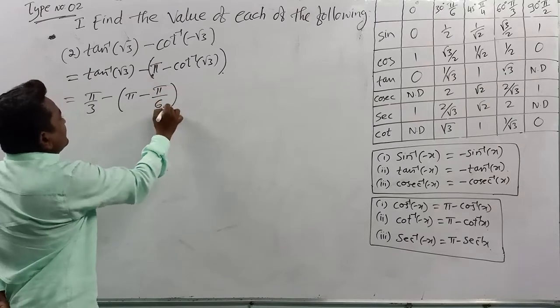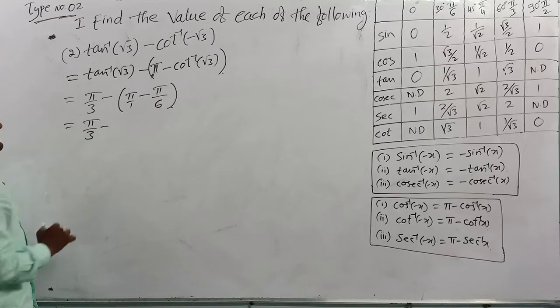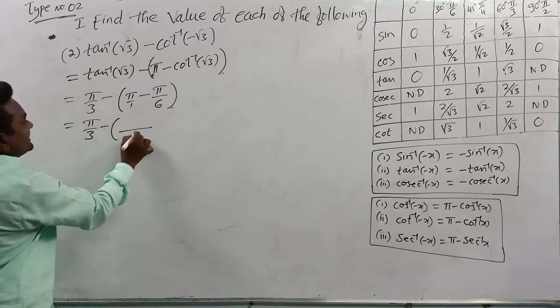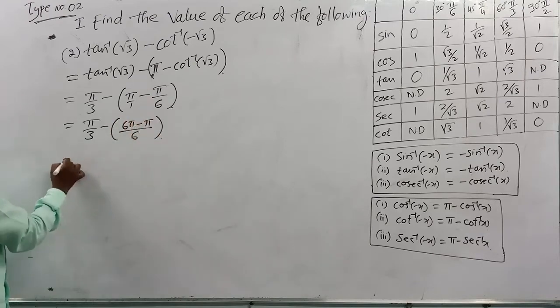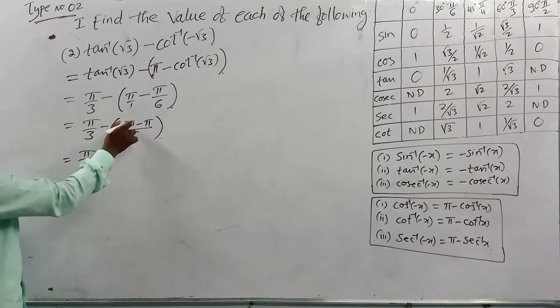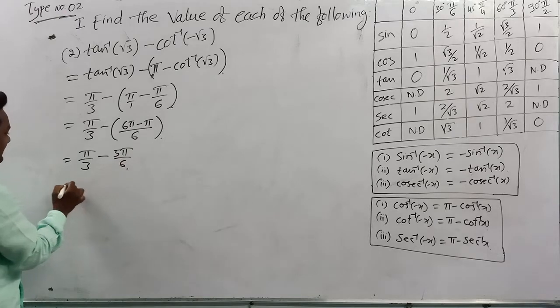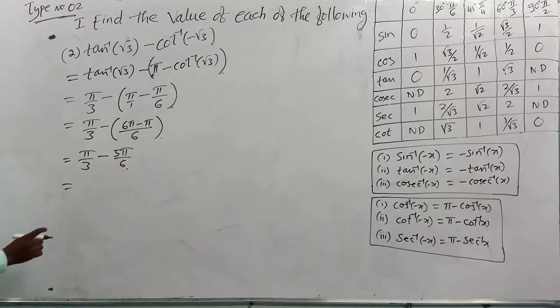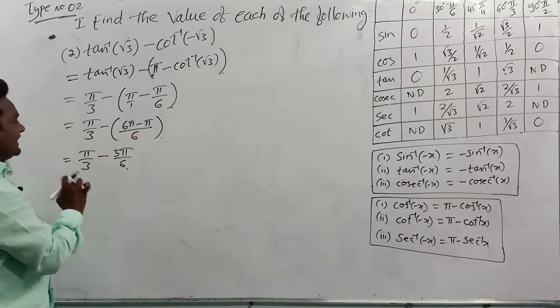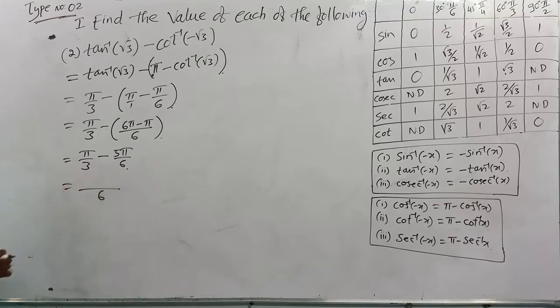Pi by 6. Now further simplify, pi by 3 minus, its denominator nothing means 1 is there. Take down LCM. 6 ones are 6. 6 pi minus pi. And pi by 3 minus, 6 pi minus 1 pi, we get 5 pi by 6. Now again take down LCM in the denominator. Sorry, 6 pi minus 1 pi, correct. 5 pi by 6. So its LCM is 6.